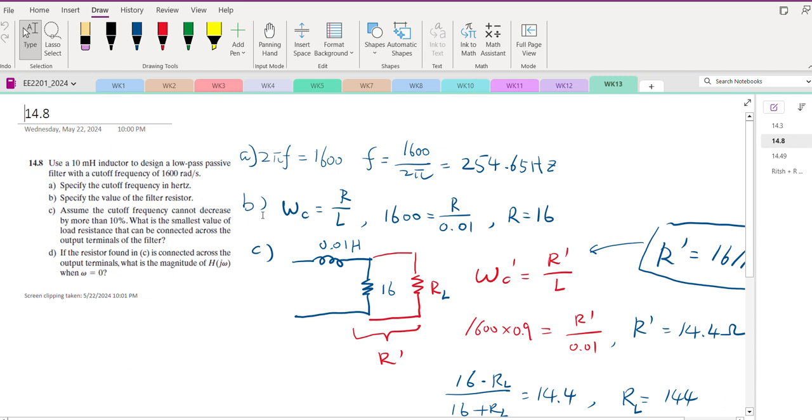And for B, we know that omega c is equal to R over L. So this is kind of like an ideal low pass filter.